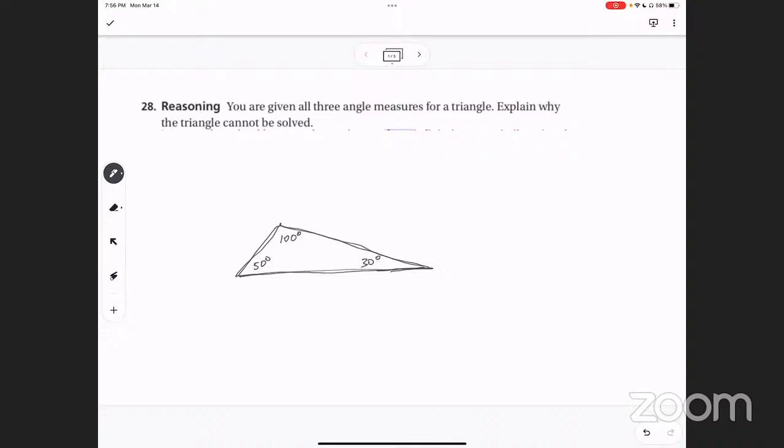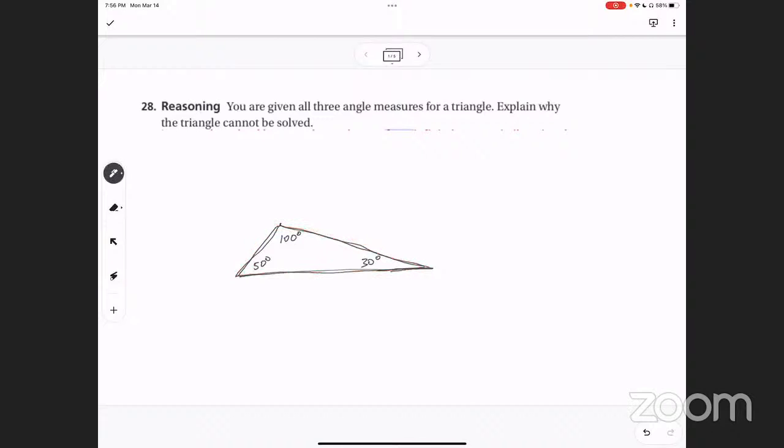And that would mean this would have to be 30 degrees, right? You understand that? Because they all add up to what? What do all the angles of a triangle have to add up to? 180. That's right, 180.